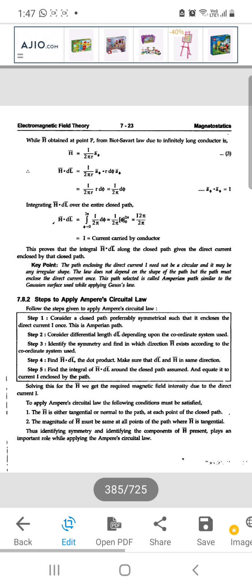So, solving this for magnetic field intensity due to direct current I, H should be either tangential or normal to the path at each point of the closed path, and the magnitude of H must be the same at all points of the path where H is tangential. Thus, identifying symmetry and identifying the components of H present plays an important role while applying Ampere's circuital law.